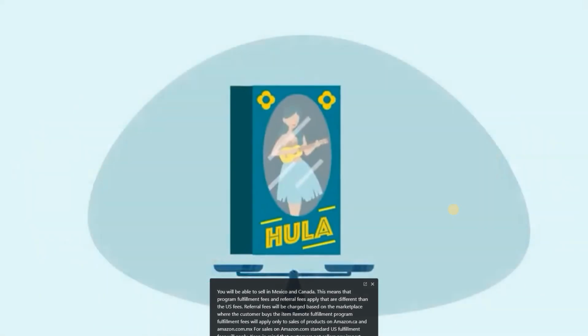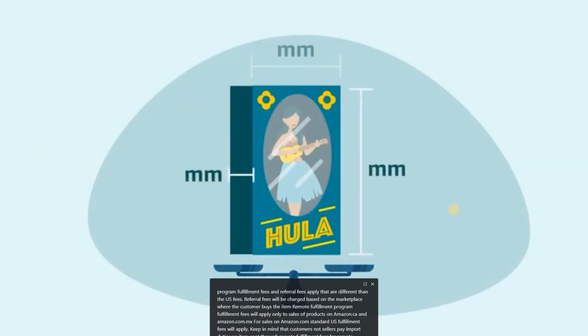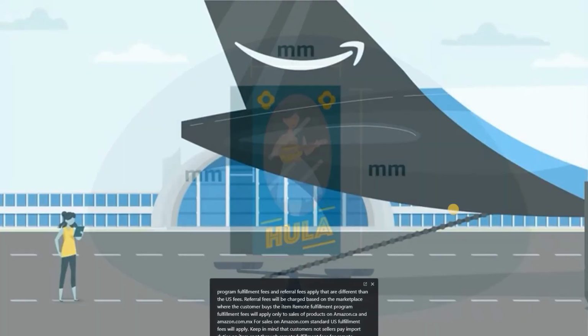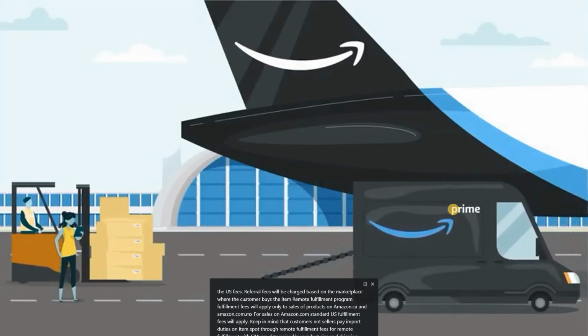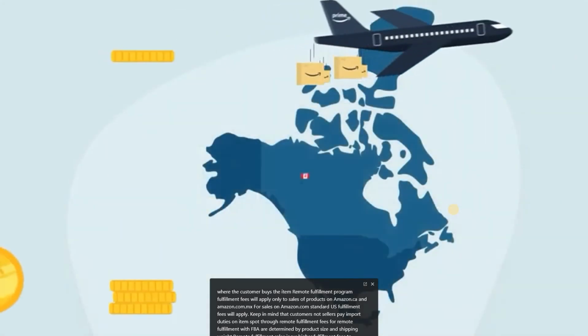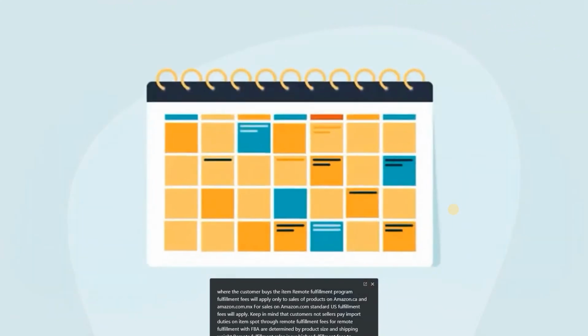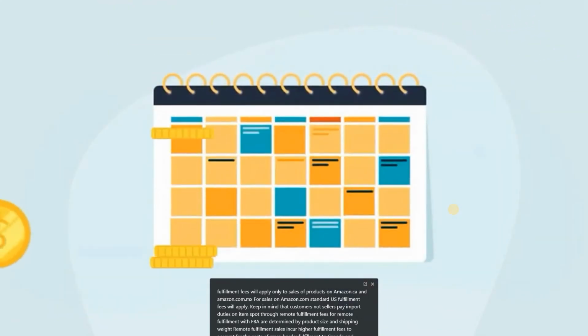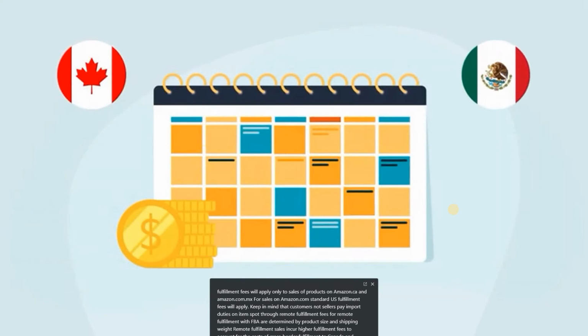Fees for remote fulfillment with FBA are determined by product size and shipping weight. Remote fulfillment sales incur higher fulfillment fees to account for the costs of cross-border fulfillment to Canada and Mexico. These apply year-round and replace the local fulfillment fees in Canada and Mexico.